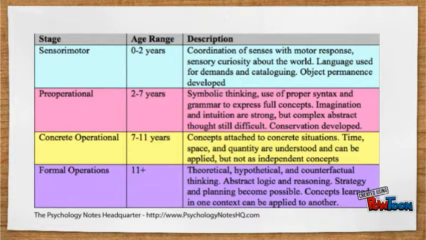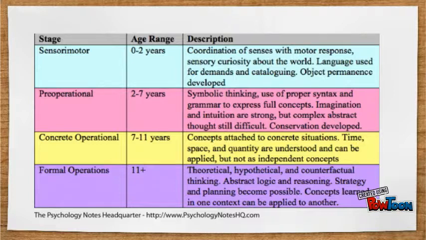In the pre-operational stage, children are ages 2 to 7 years old, and they will use language and symbols to represent objects, but they cannot reason logically. At this stage, they can also pretend and are egocentric.